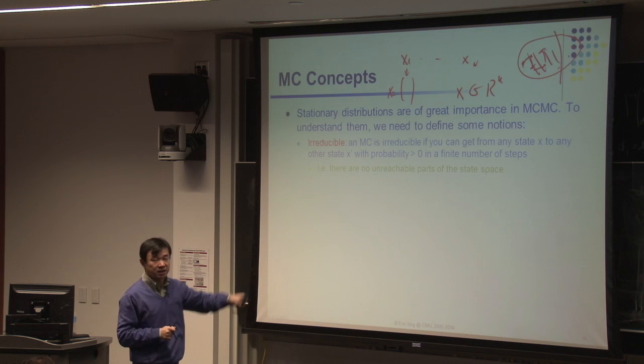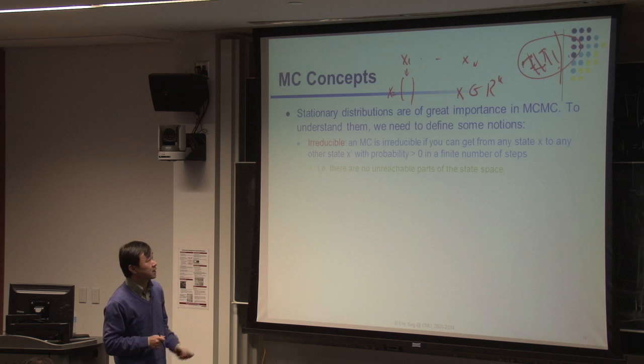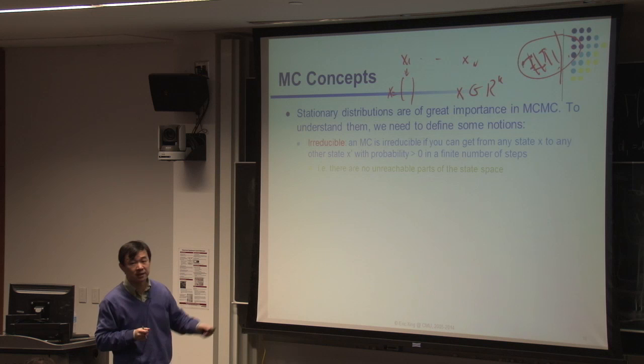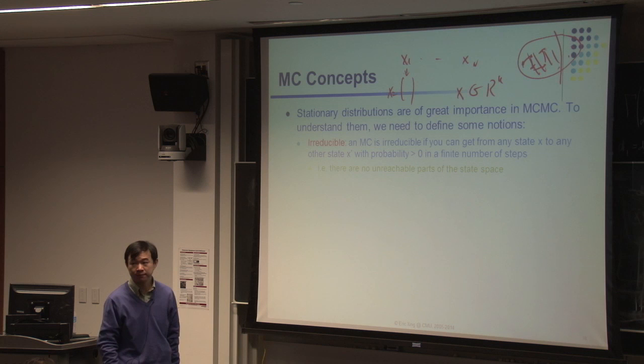Irreducibility is a property of a Markov chain which says that all the states in the distribution can be reached with probability bigger than zero. Meaning that in this entire space, every state is reachable. That's the first thing. And reachable from any other state, with non-zero probability.